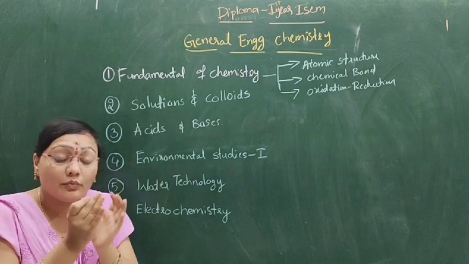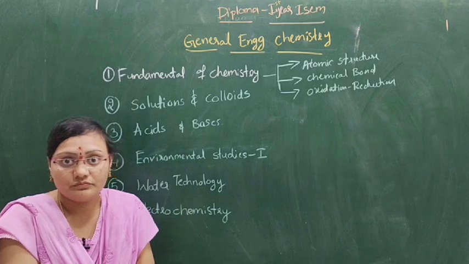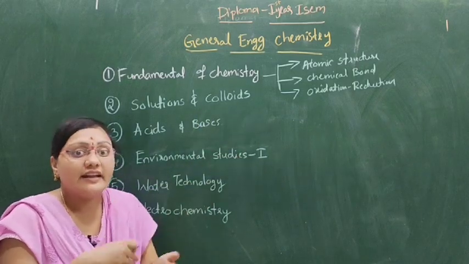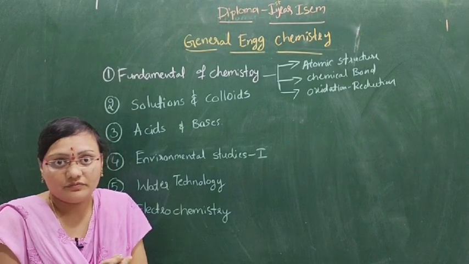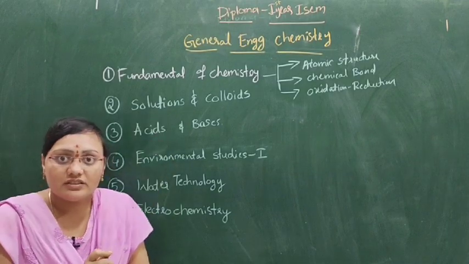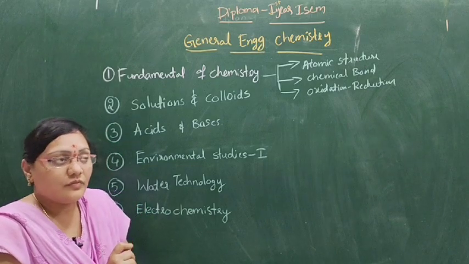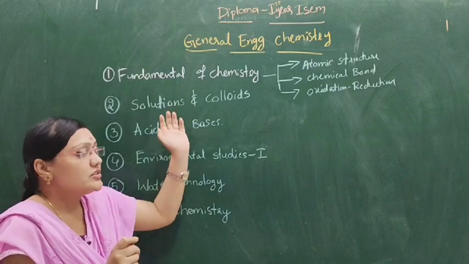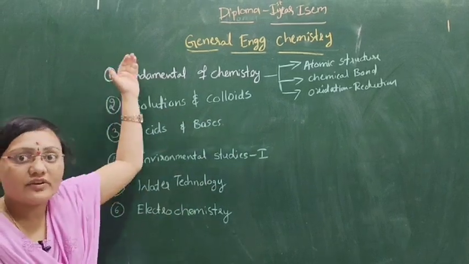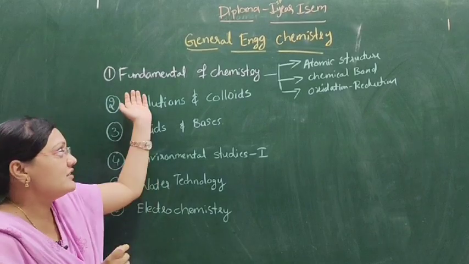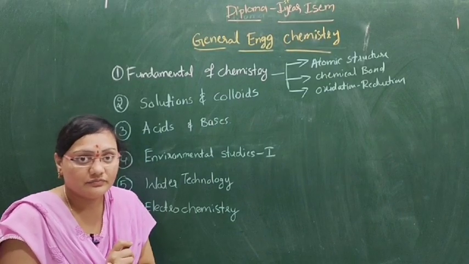The solution is a homogeneous mixture. Homogeneous mixture means the same throughout. Colloids are heterogeneous. Heterogeneous means different. For example, solutions: milk in water, alcohol in water. Okay, these are the solutions, molarity, normality, colloids. This is our first mid syllabus. First unit is the fundamentals of chemistry, second one is solutions and colloids.